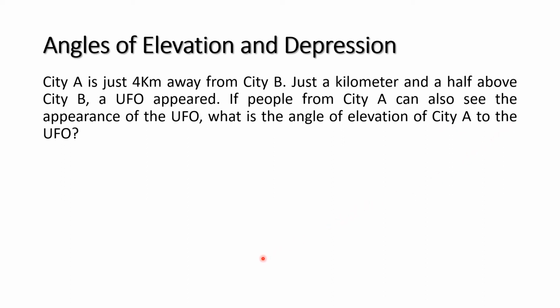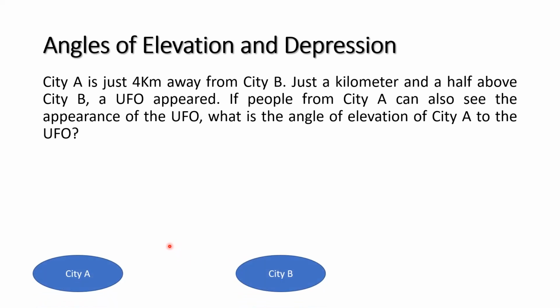So let us illustrate the problem. So we have the two cities, City A and City B. And above City B is the UFO. City A and City B are 4 kilometers apart, while the UFO is just a kilometer and a half above City B, or that is equal to 1.5 kilometers. We are asked to get the angle of elevation of City A with respect to the UFO. So this is the angle of elevation.